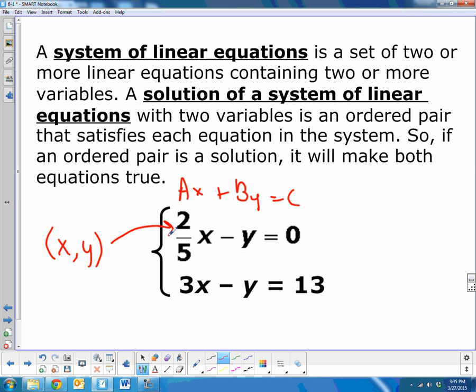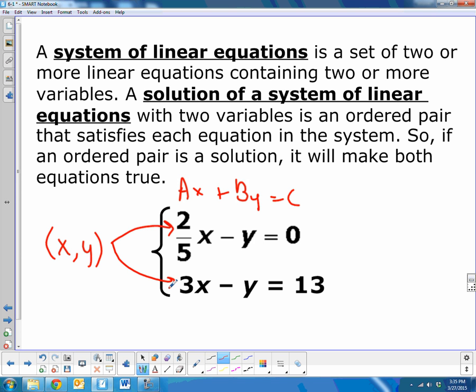It'll make it true. So if you plug in x and you plug in y, 2/5 times x minus y will equal 0. And at the exact same time, we will find that same x and y will work with 3x minus y equals 13. Where if you use the exact same x, the exact same y, 3 times x minus y will equal 13.